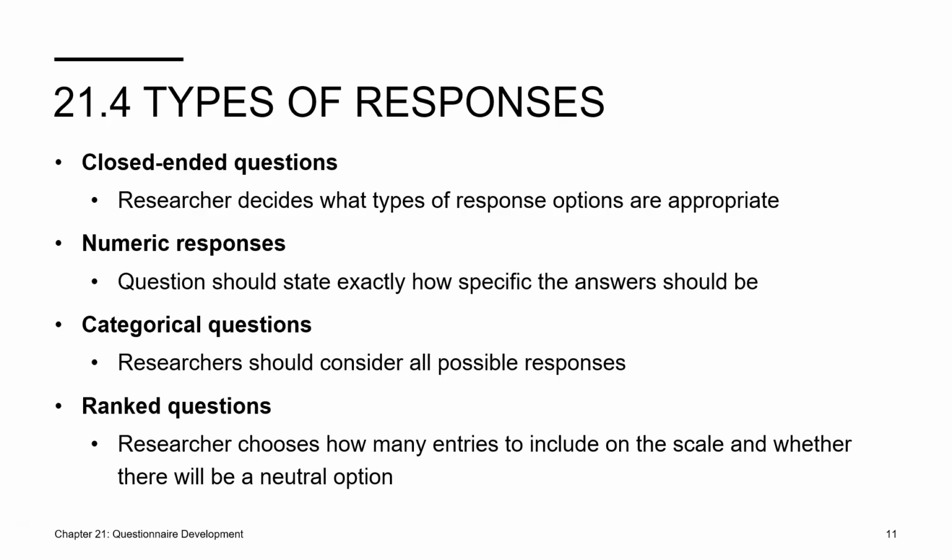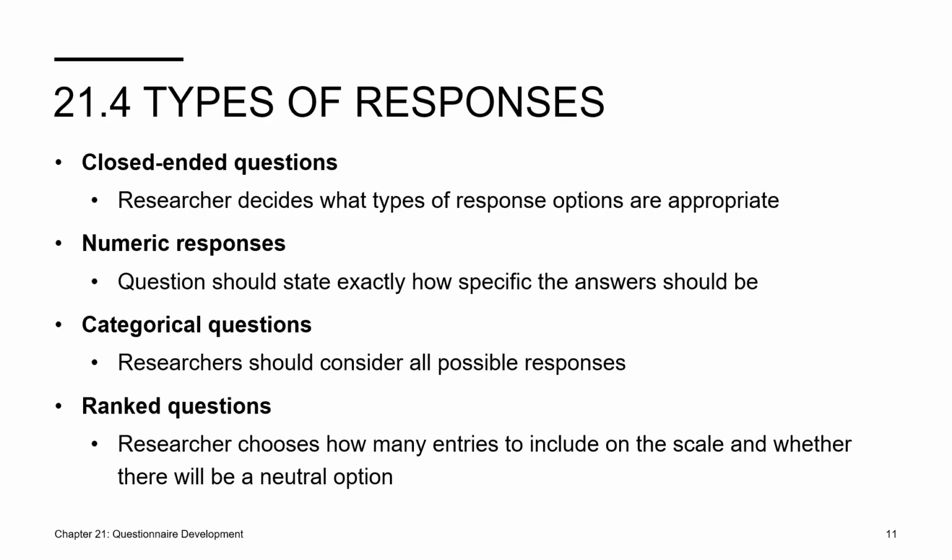So section 21.4 goes into more detail about these responses, which I just went over in the table. So close-ended questions, the researcher decides what type of response options are appropriate. Numeric responses, the question should state exactly how specific the answer should be. Categorical questions, the researcher should consider all possible options before giving it. Sometimes people will put an other box at the end and let people type it in. That ends up getting very messy when you clean up your data, but it's always good to be able to capture information that you may not have thought of as a researcher up front.